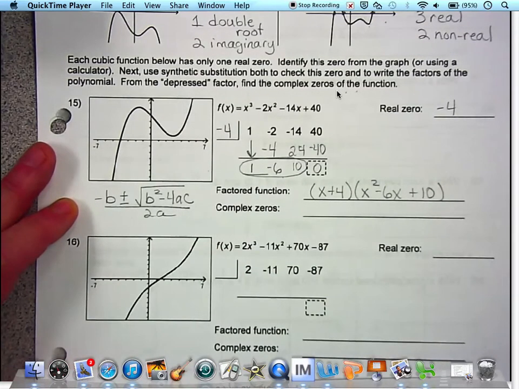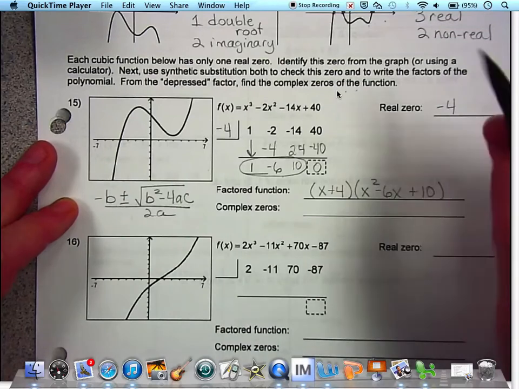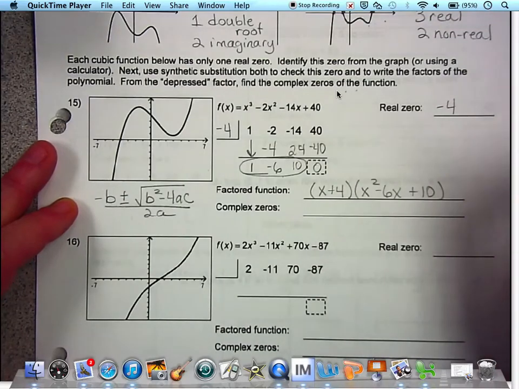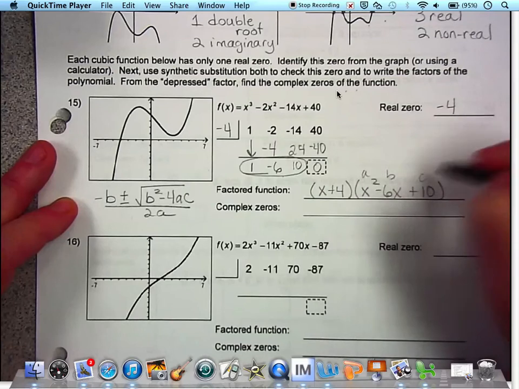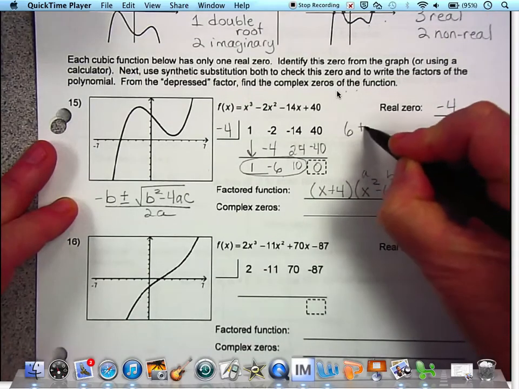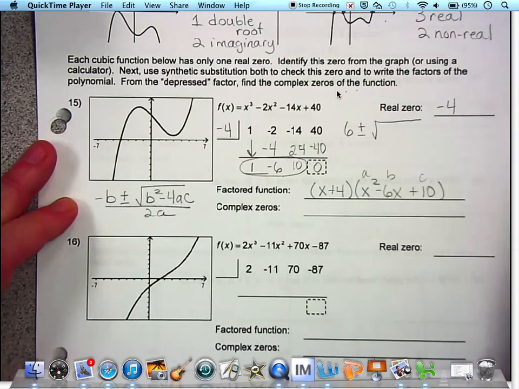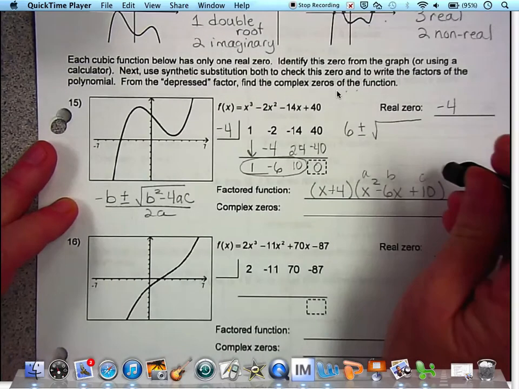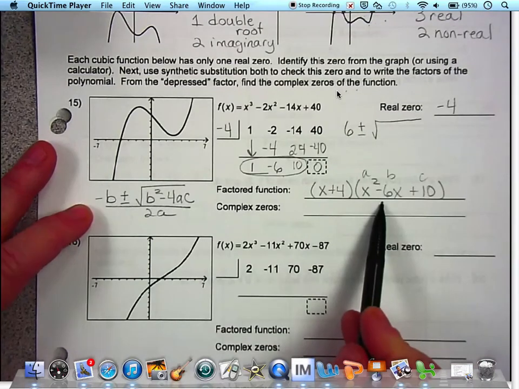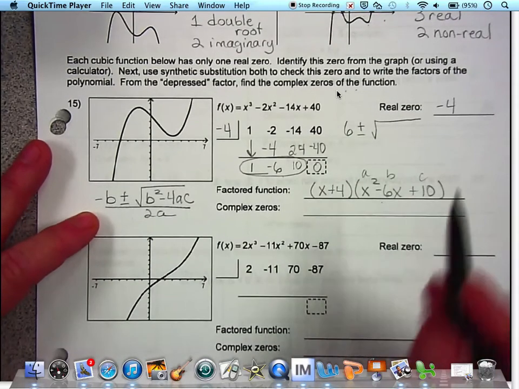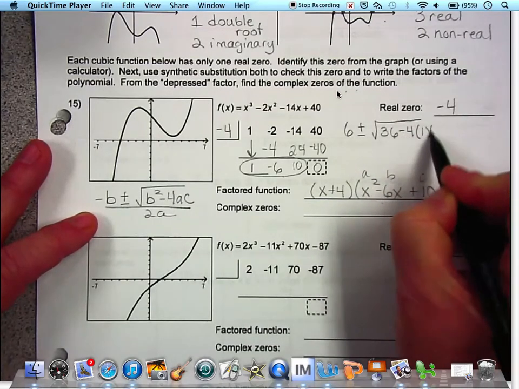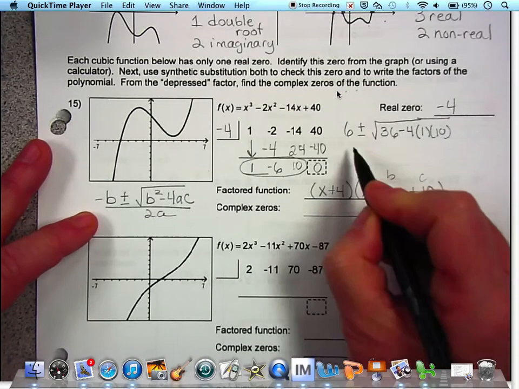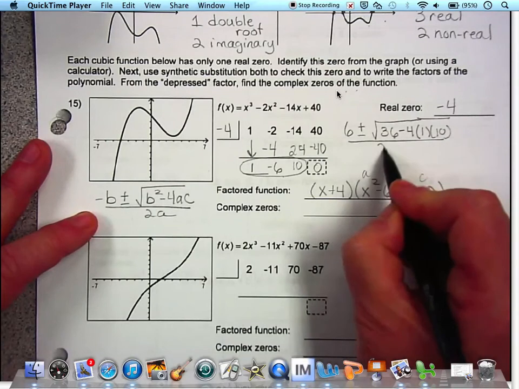All right, so negative b in this case would be, what's negative b here? 6. This is your a, b, and c. Okay, 6 plus or minus, what's b squared? It's already negative 6, right? So negative b turns to positive. So 36. 36 minus 4 times 1 times 10. So negative 40. So all of that over 2.